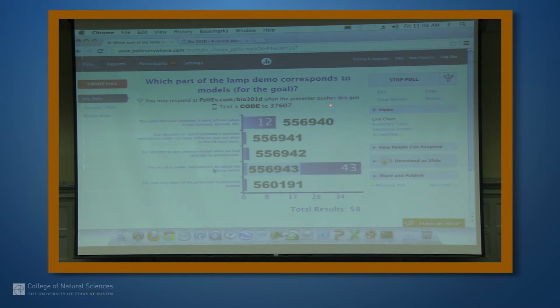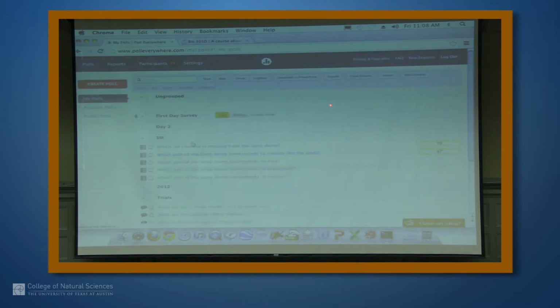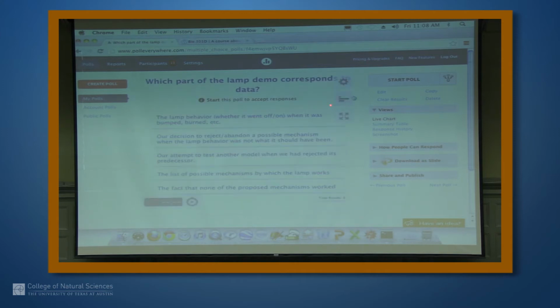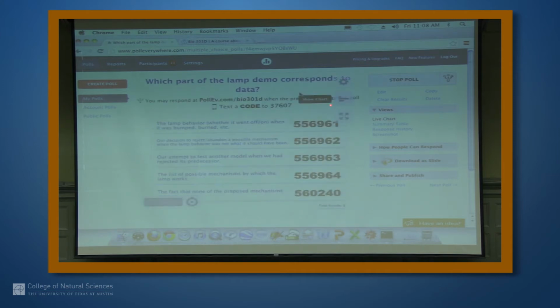So a strong majority is picking the list of possible mechanisms by which the lamp works. I'll leave it at that. We'll talk about this later, but when there's such a strong majority, there's no point in asking you to, well, I guess there would be if you were wrong. Okay, so you got it right. Go to the next one, and I guess by process of elimination, you'll be able to get them all. Which corresponds to data? So you have the same options as before.